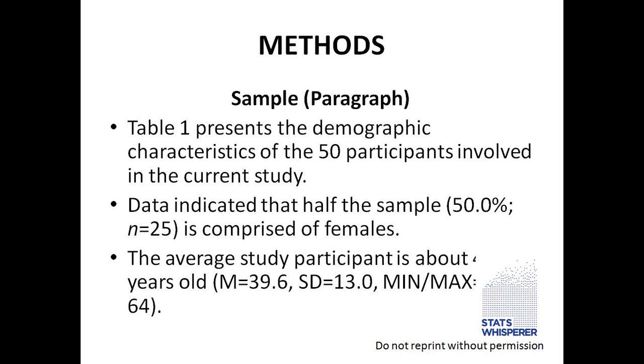Then we simply go one by one, sentence by sentence, presenting the characteristics of that sample. For example, for our categorical variable, data indicated half the sample, 50%, n equals 25, is comprised of females, and for a continuous variable, the average study participant is about 40 years old.